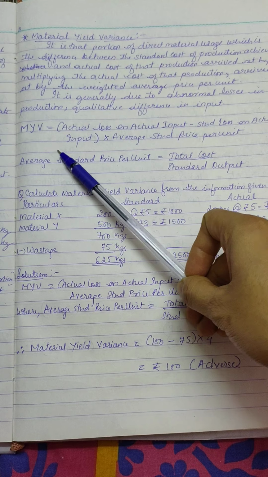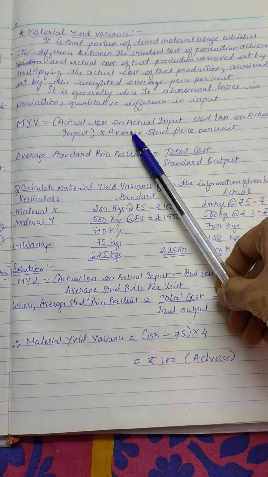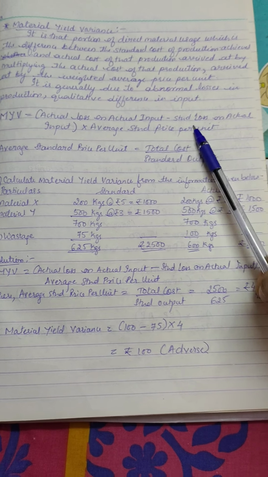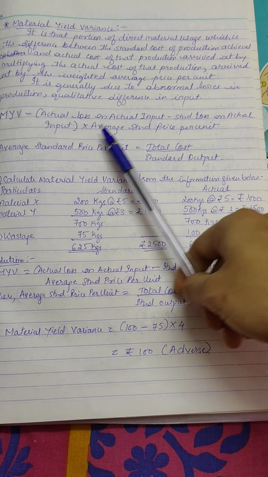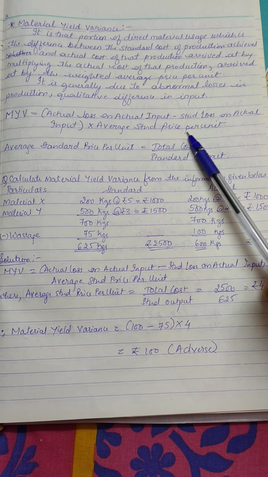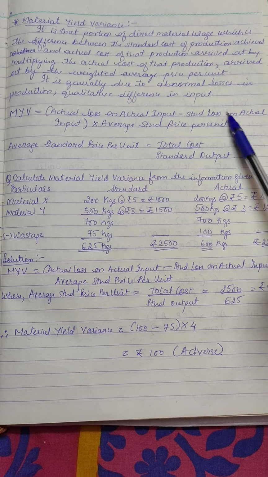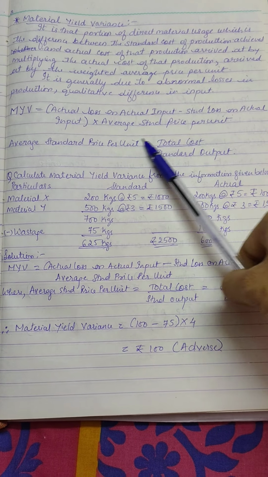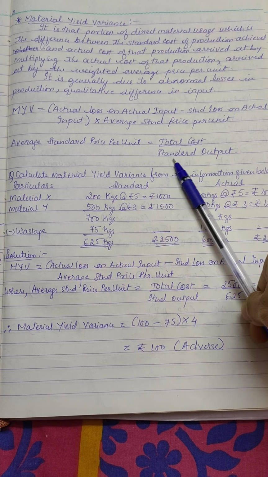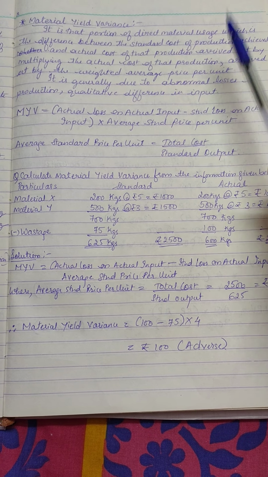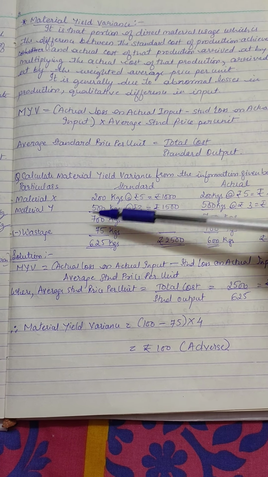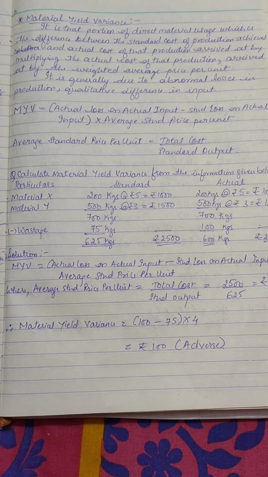So what is the material yield variance equation? Actual loss on actual input minus standard loss on actual input, multiply the whole by the average standard price per unit. How am I going to calculate the average standard price per unit? The average standard price per unit is equal to total cost divided by standard output. This is about the material yield variance equation. So let us start with the problem.